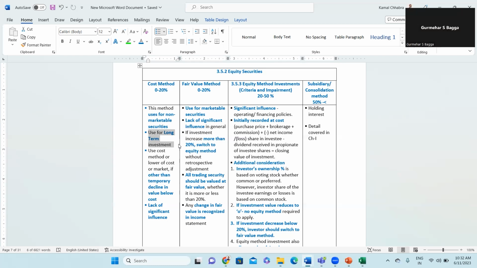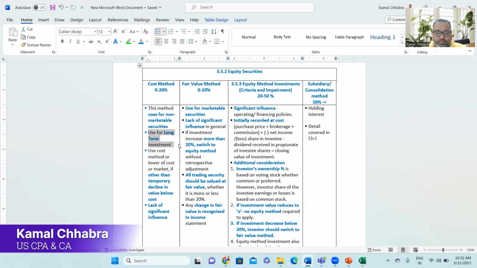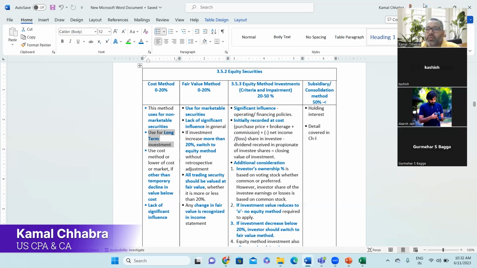Third is use the cost method or lower of cost or market if there is an other than temporary decline in the value below the cost. So have you heard about impairment? Any idea what is impairment? Sir, impairment is basically when the market value of a particular asset reduces below its cost. Then we need to impair it in our books and recognize the value at the fair value prevailing in the market. The value has permanently decreased. That is impairment. Yeah, very true.